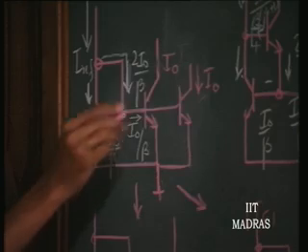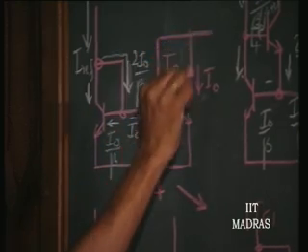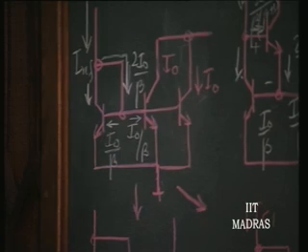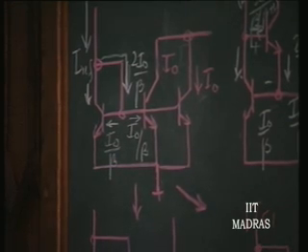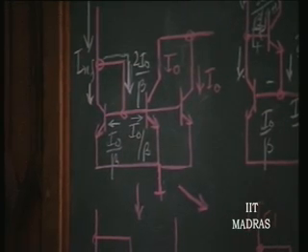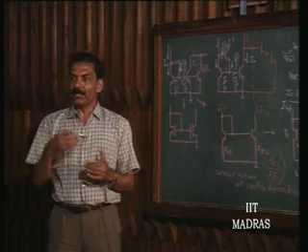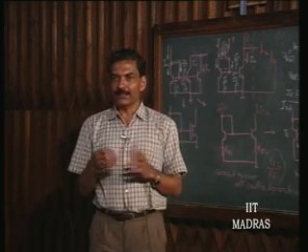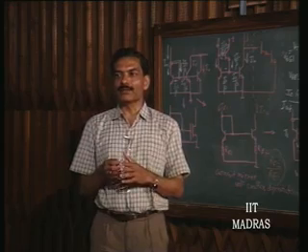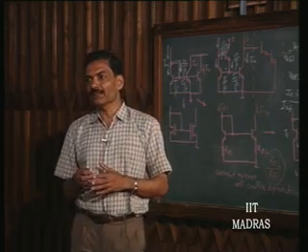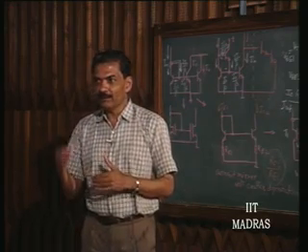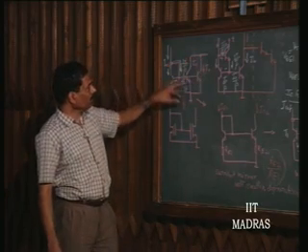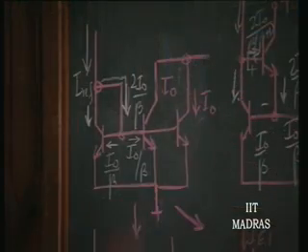If I have N number of transistors and I parallel all of them, I can get n times I naught as the output current. So, getting a current which is a multiple of the original reference current is no problem, because I can parallel current sources. But parallel current sources, technology wise, means what? All collectors are connected, all bases are connected, all emitters are connected.